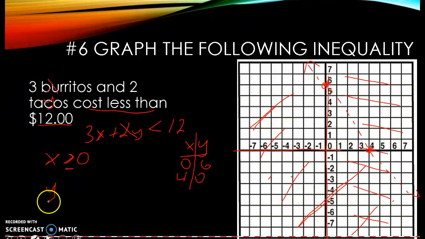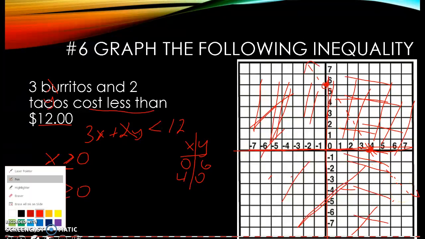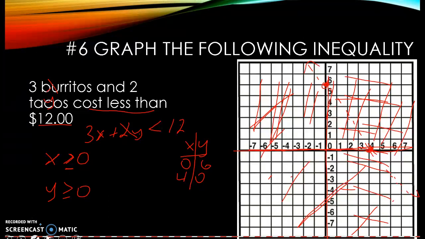And then same thing with the Y. You can't buy negative tacos. You buy 0 tacos or more, which means if here's where Y is 0, it's going to be above this line. And so we're looking for the region that's above this line, to the right of this line, and below this dotted line. And so what we're talking about, let me use a different color here, is all of the points that are in this area, this triangle right here, would be possible things that we could have done with the burritos and tacos.